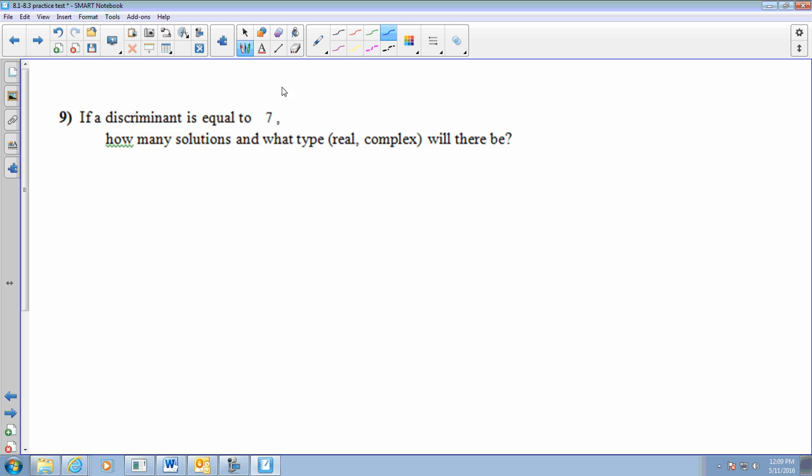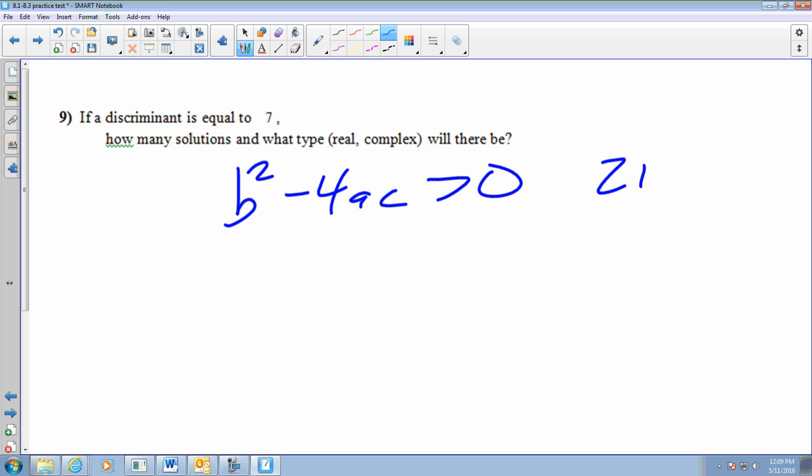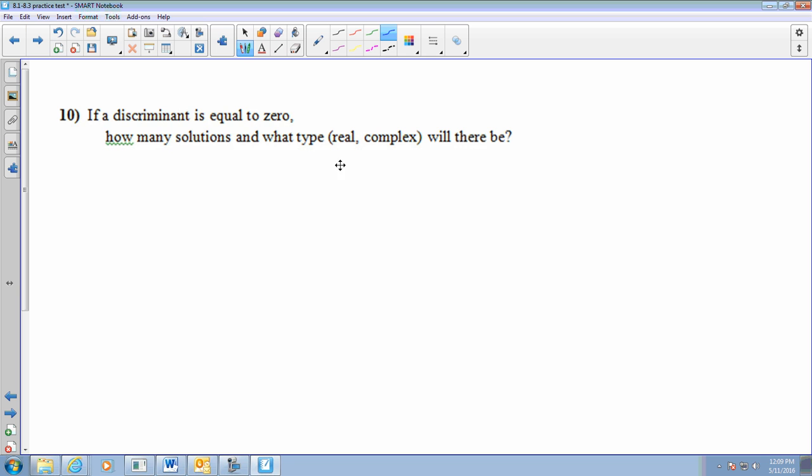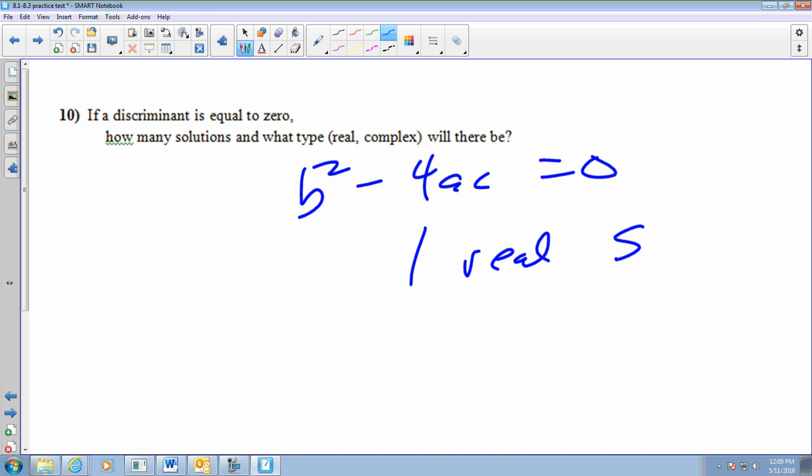The discriminant is 7. Remember, the discriminant is the b squared minus 4ac. We don't put it under the square root when we call it a discriminant. And if that's positive, which is greater than 0, then we get 2 real solutions. On this one, if b squared minus 4ac is equal to 0, then we get 1 real solution.